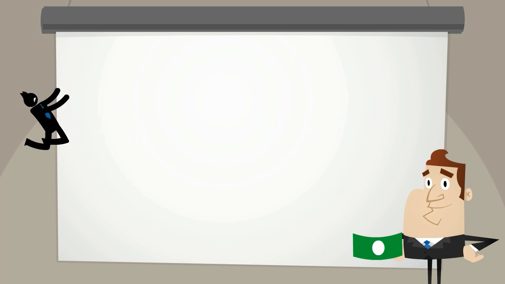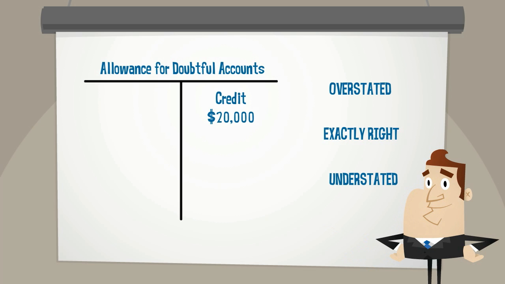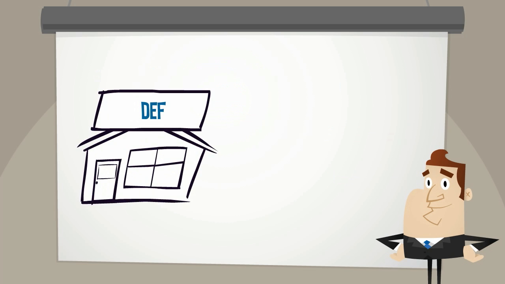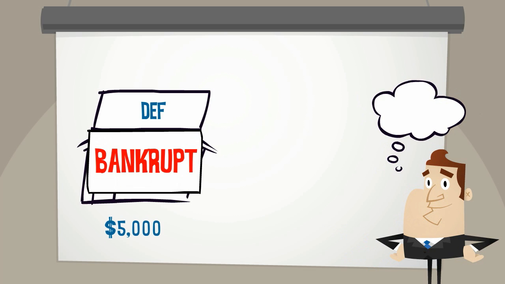In other words, during the following year, management will discover whether its $20,000 estimate of how much it thought would go bad was either overstated, understated, or exactly right. So what does management do when it knows that a receivable has gone bad? For example, what happens when customer DEF, who owes the company $5,000, declares bankruptcy and management has given up on all collection efforts? In this case, management is no longer guessing how much of this $5,000 receivable will eventually go bad. It knows that all of this $5,000 receivable is bad.